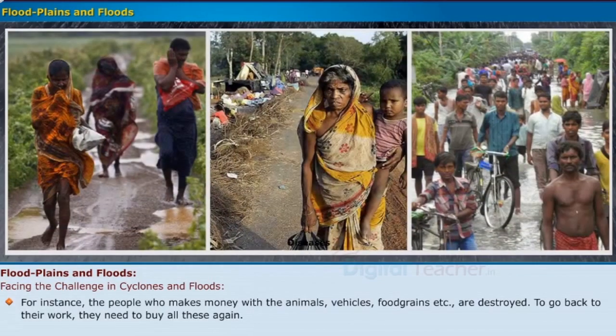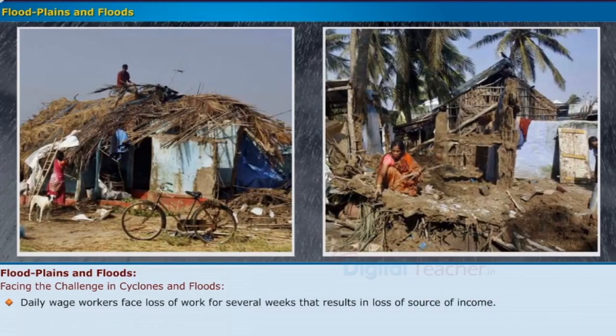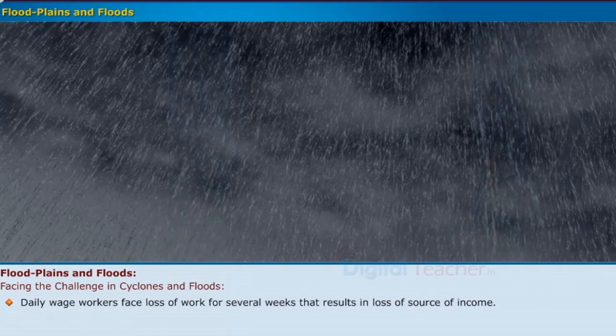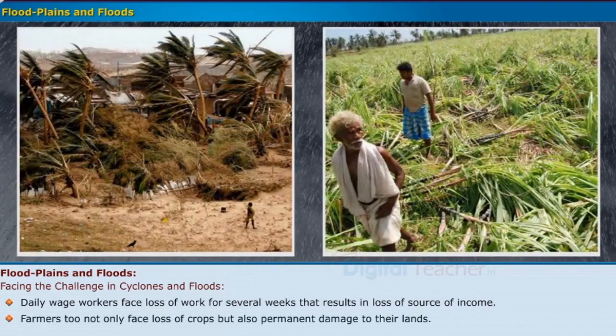For instance, the animals, vehicles, food grains, etc., of the people who make money with them are destroyed. To go back to their work, they need to buy all these again. Many families may lose their working members. Daily wage workers face loss of work for several weeks that results in loss of source of income. Farmers too not only face loss of crops but also permanent damage to their lands.